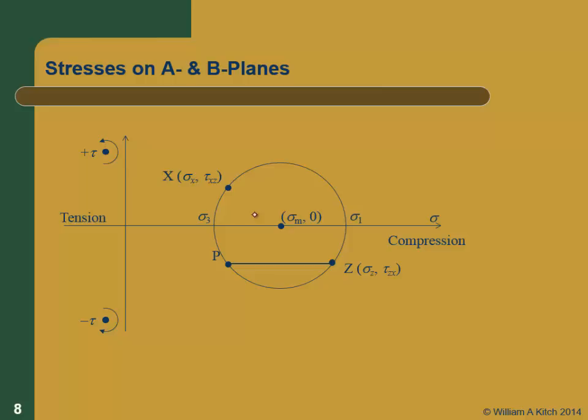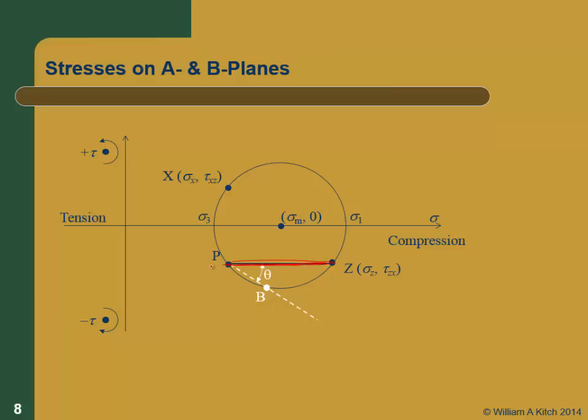Okay, we're interested in what's going on in the AB plane. So how do I do that? Well, I know the angle that the AB plane makes with the horizontal. It was theta with the horizontal, right? And this line, got to be careful, this line PZ represents the horizontal plane.